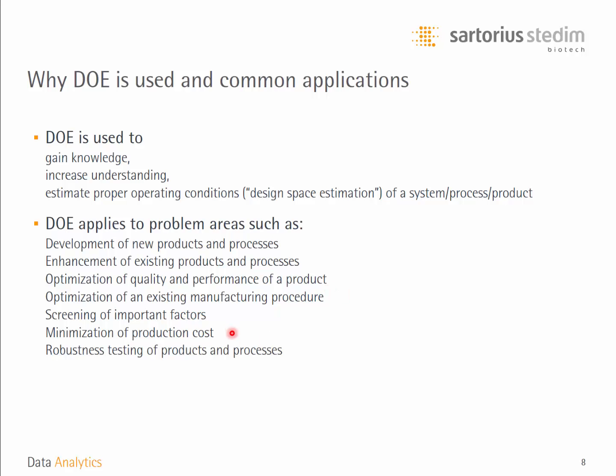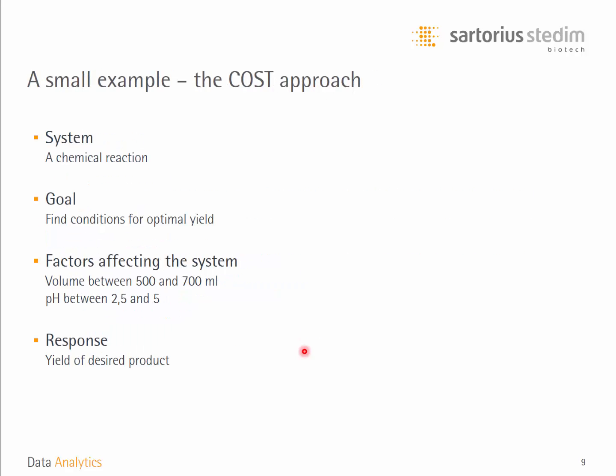Another important application area is minimization of cost and time and material and energy consumption and so on and so forth, making the production more effective. Also, a very important part is robustness testing, which you can see as a final test for ensuring quality before you release a product or a system to the market or the client.